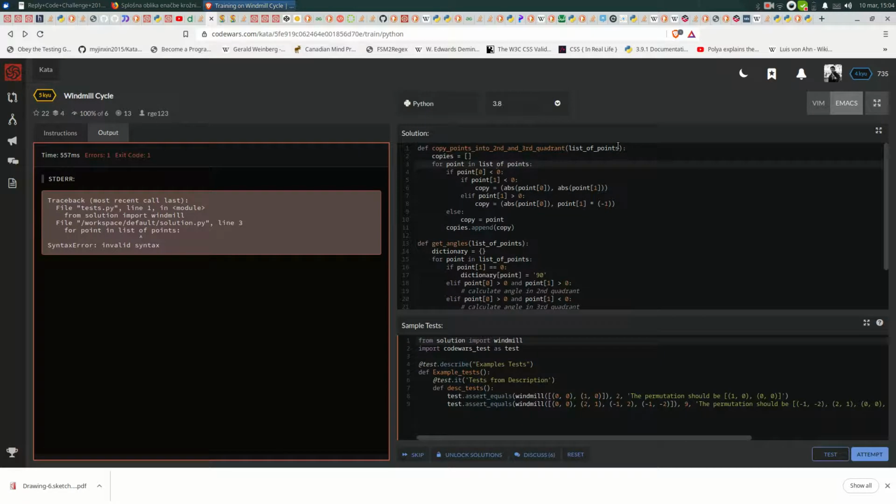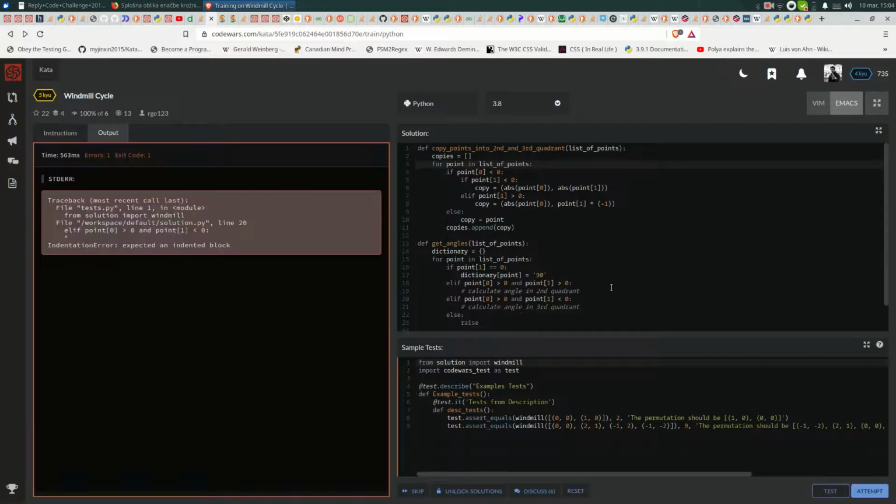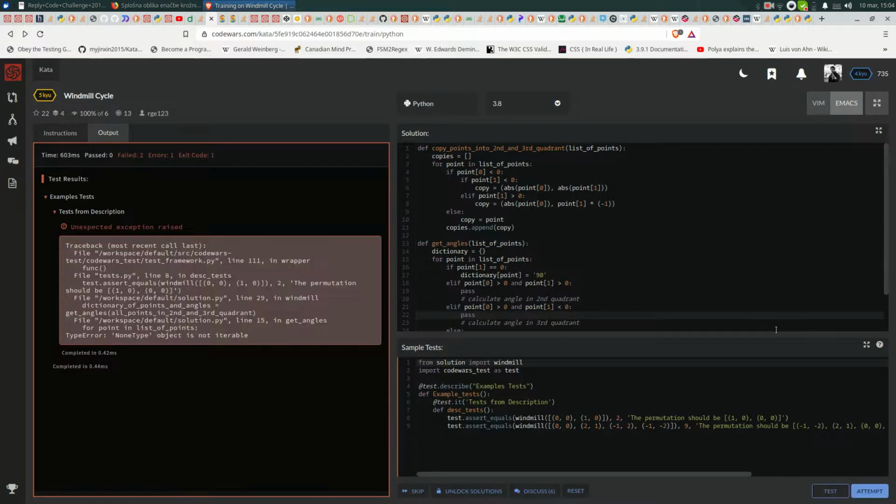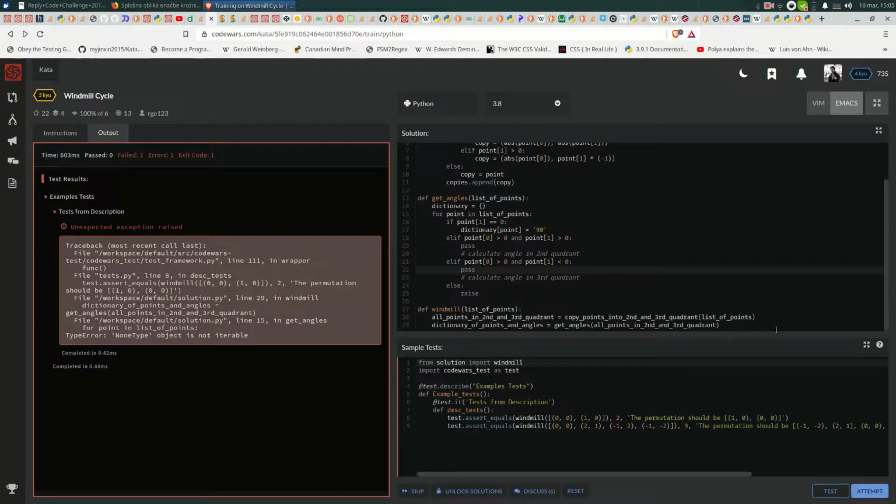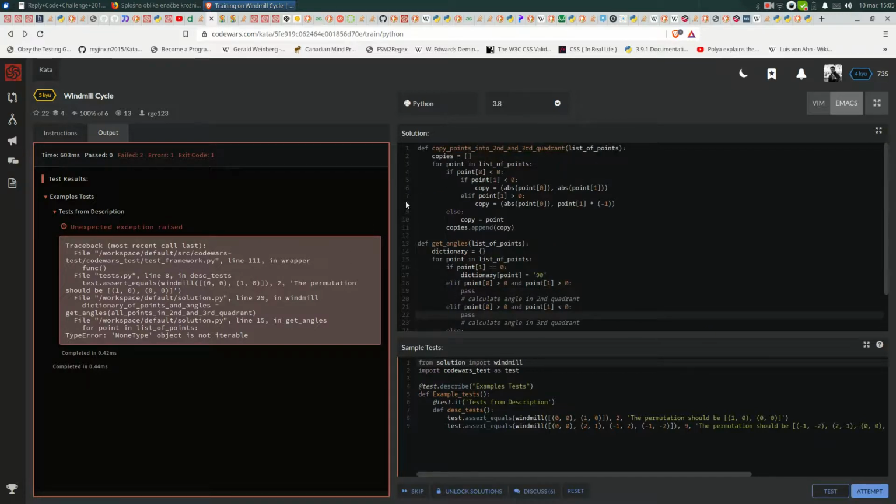We called our variable improperly. Expected an indented block. Alright, over here we just say pass. Over here we also just say pass. Alright, test it out. NoneType object, for point, line 8 over here.